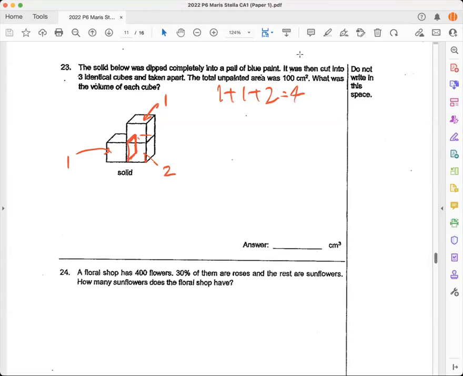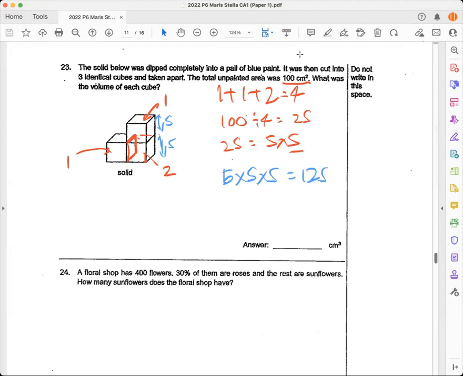The question provides that the unpainted area is 100 square centimeter. So each unpainted area is 25 square centimeter. So given area of a square, we find the sides. So each side of the square is 5 centimeter, right? 5. Now, what's the volume of a cube? Volume of a cube will be length times breadth times height. 125. So answer is 125.